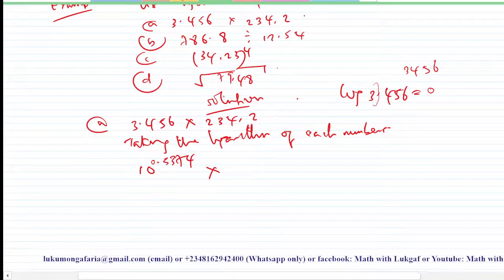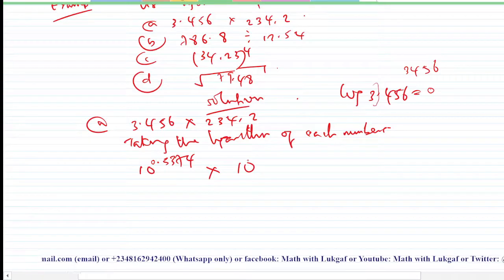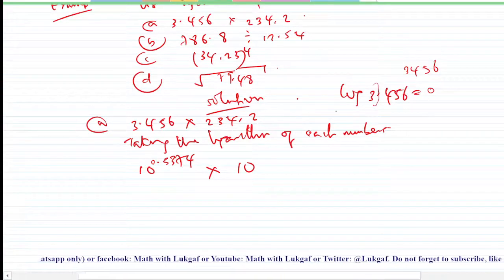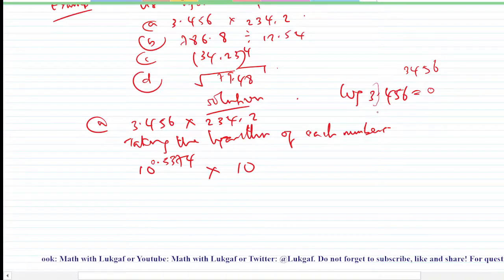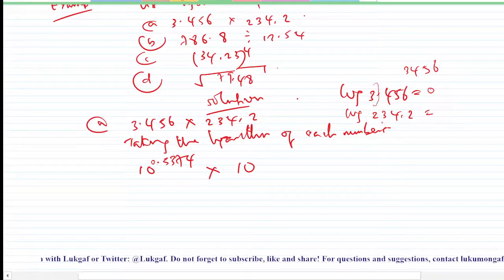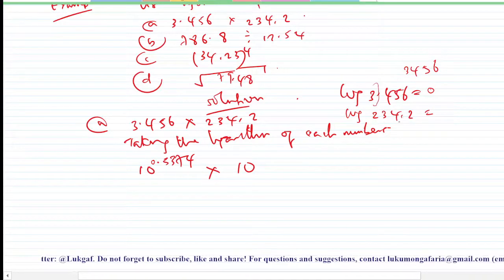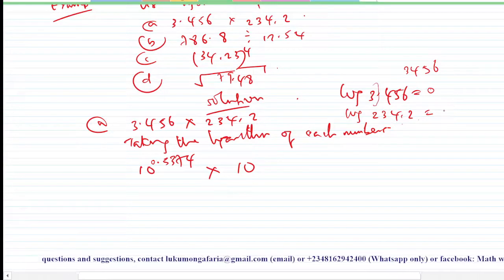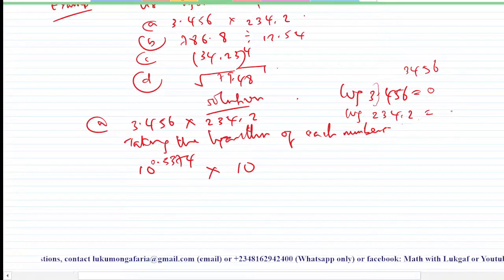Then for the next one, you don't need to stress yourself as well. Don't forget logarithm is the power to which 10 is raised. Then you find your characteristics part for 234.2. How many digits do we have before the decimal? They are 3, right? Then you delete 1 from it, you have 2. It means your characteristics part is 2.